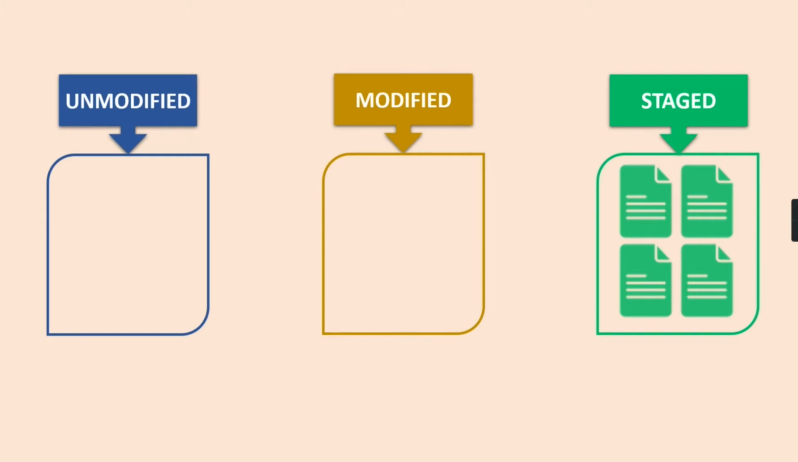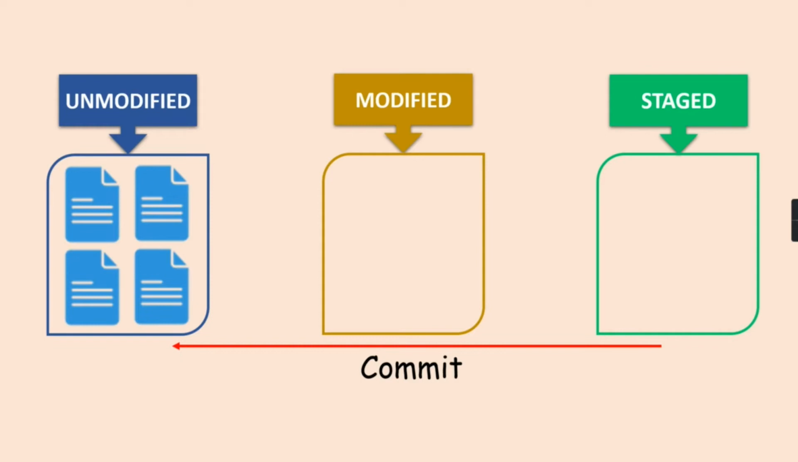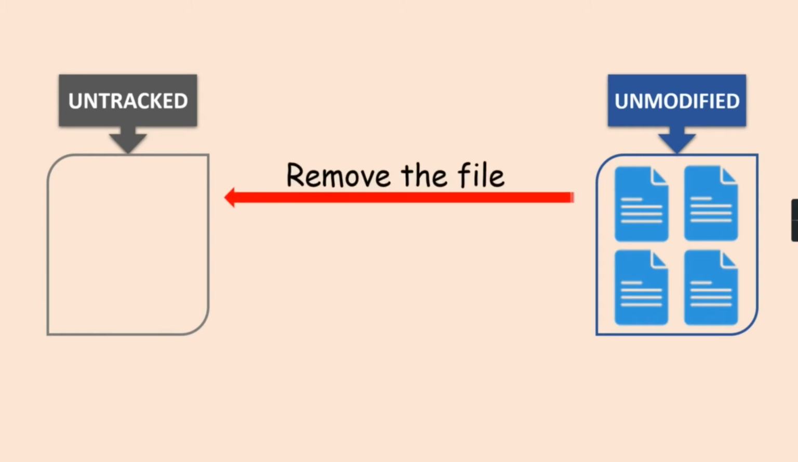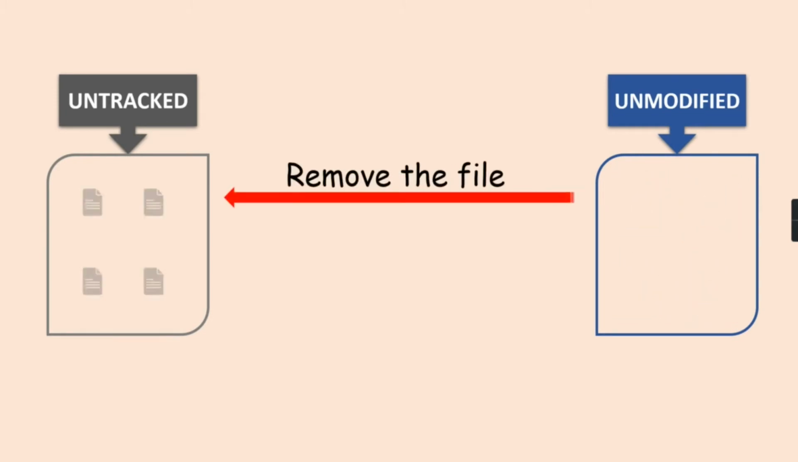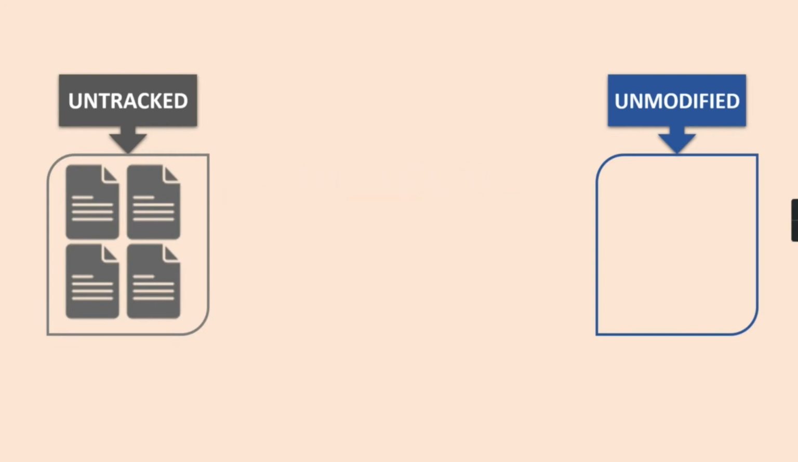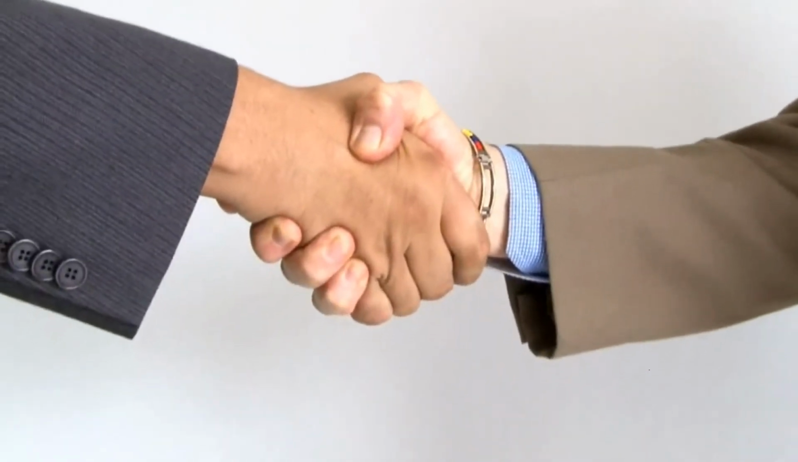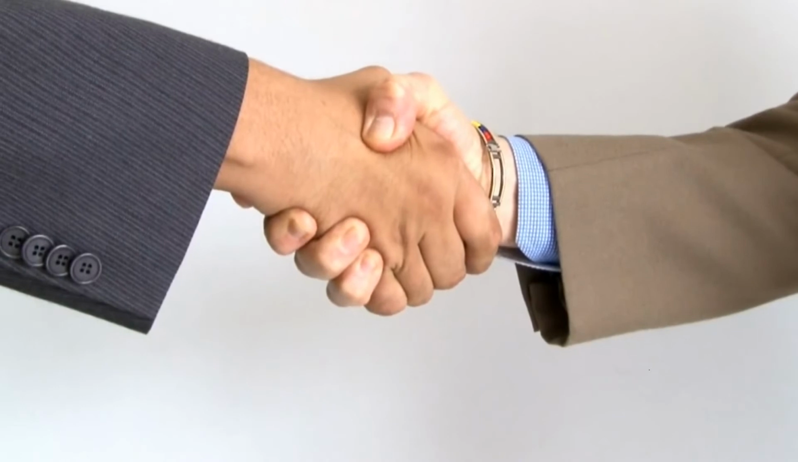So making a commit moves the file from the staged area back to the unmodified area, which is where the files that are not changed since the last snapshot are present. Let's see the last scenario, where files go from unmodified to untracked. For that, we just need to remove that file from the Git repository, and then the area of that file is untracked. I hope you have understood the motion of files among these areas, and we will understand these concepts better in the examples. So let's go for an example round.